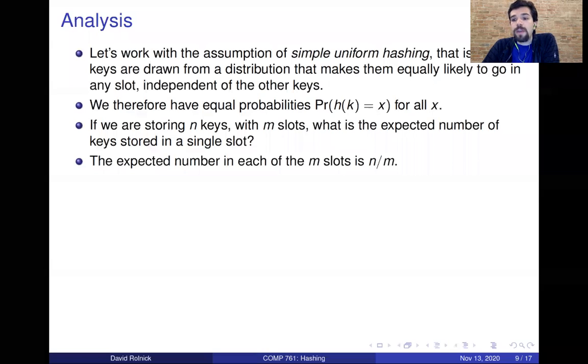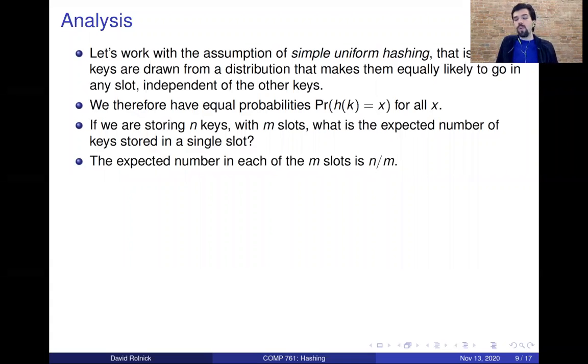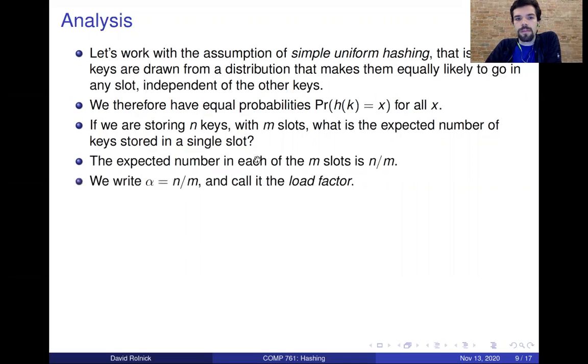That's just because the chance that any one key is in slot number 1 is 1 over m. And so the expected number is, by linearity of expectation, summing 1 over m for all of the n things that you're inserting. Okay. So we can call this the load factor. You can write alpha as n over m. Depending on whether n is larger or smaller than m, we may have alpha greater than or less than 1.